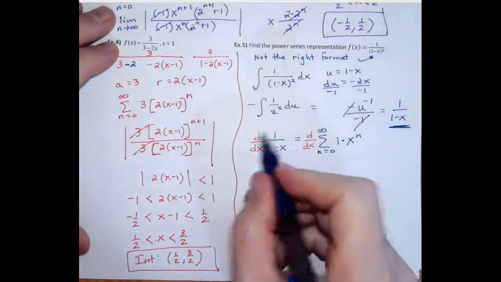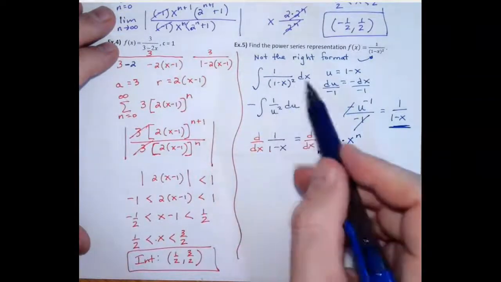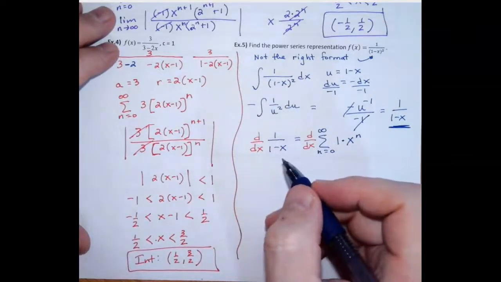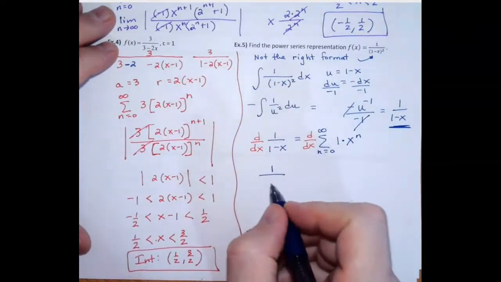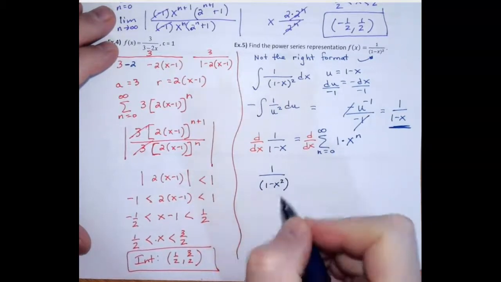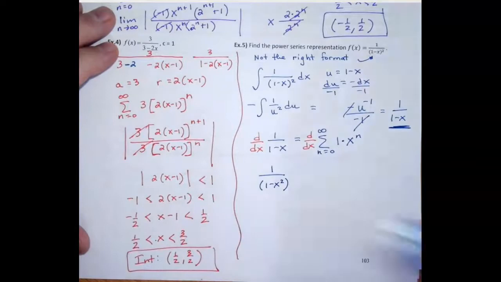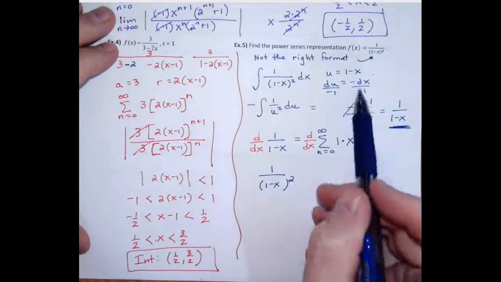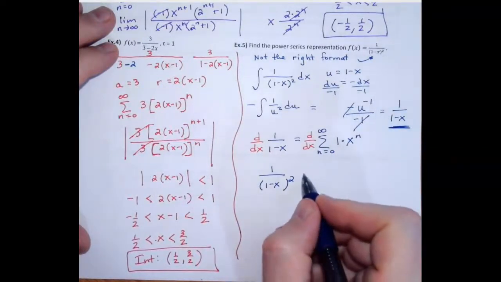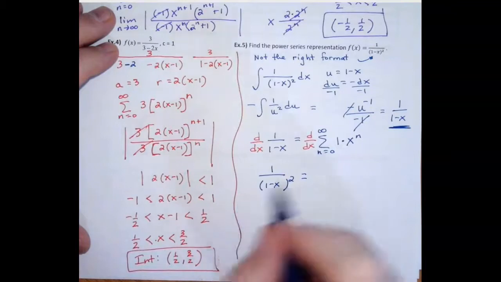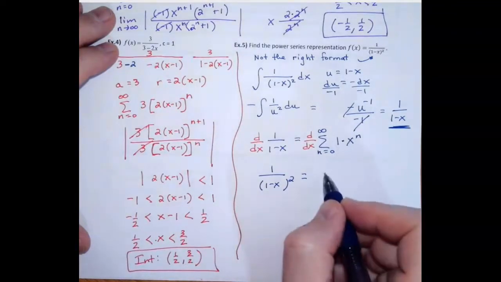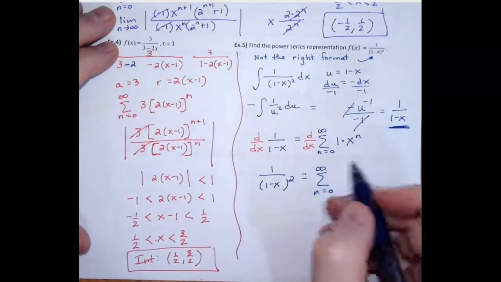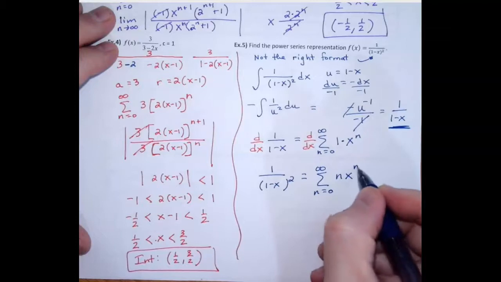Okay, so the derivative of this we already found because we integrated that to get this. So if we take the derivative of this, we get that. So that's going to be 1 over 1 minus x squared. Just kidding. Out here, 1 minus x squared equals, and now we can take the derivative of this. They wanted the power series, so we can leave that on there. So bring the n down, and then subtract 1.